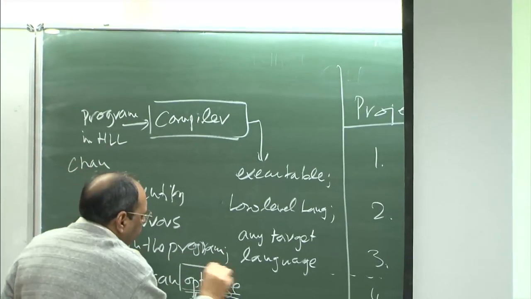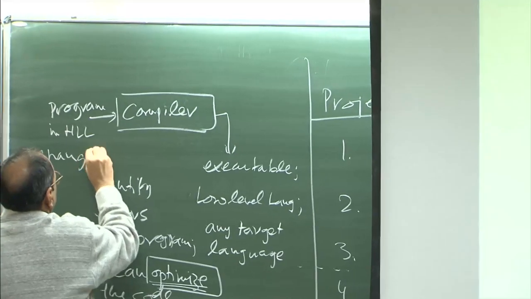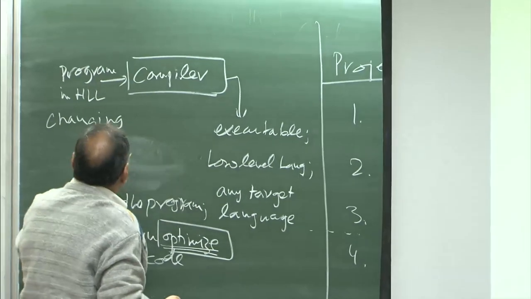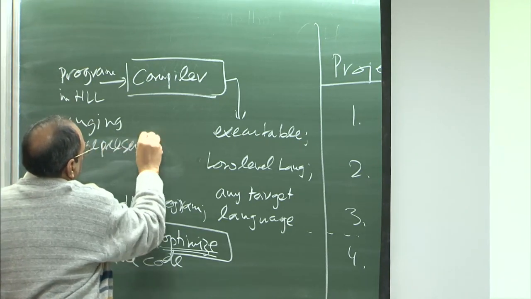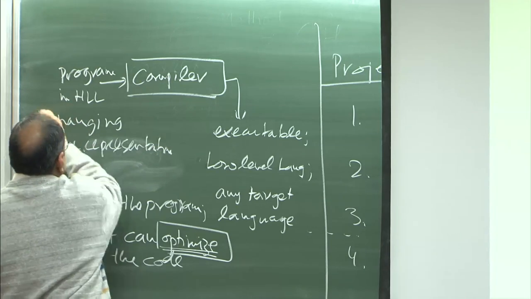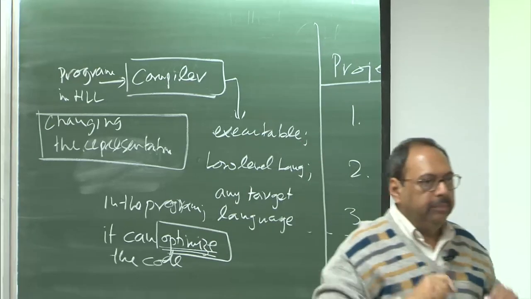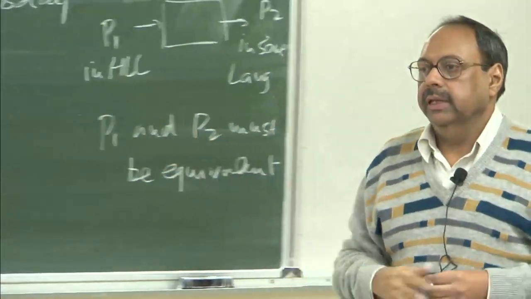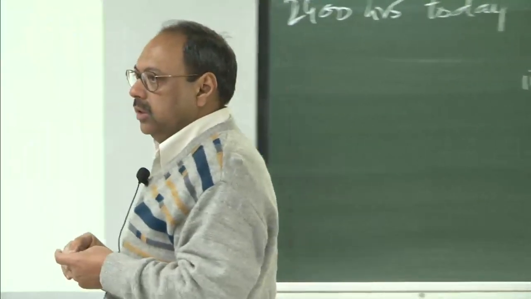So for the time being, let's not worry about optimization. Okay? But what is happening is that in translation, you have a certain representation at a high level language. C uses a representation where you say that I'm going to declare certain variables of certain type, and then I'll have some data structures and I'll have control flow. That is how my computation is represented.